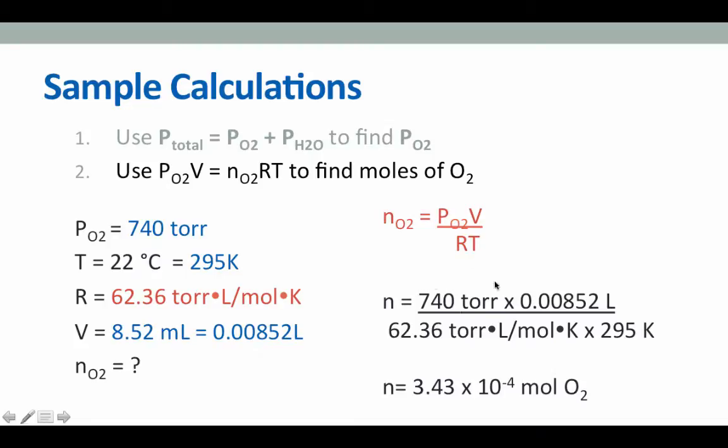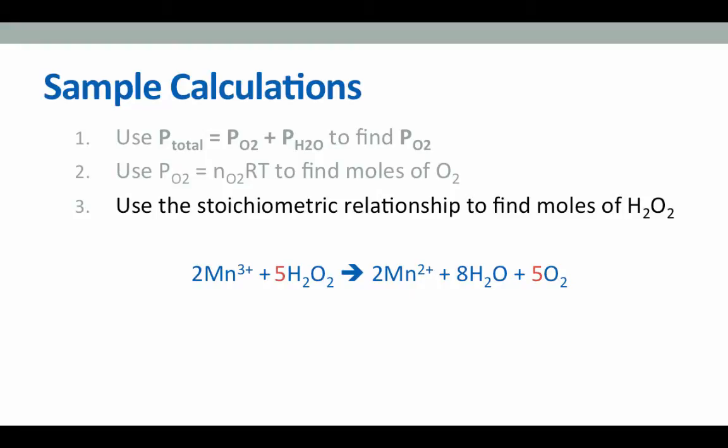And I've just plugged in my values here, done the calculation on my calculator, and I've found that the moles of oxygen gas produced is 3.43 times 10 to the negative 4 moles of oxygen gas. I now review my chemical equation to figure out the molar relationship between moles of gas and moles of the reactant that I was interested in, which was the hydrogen peroxide.